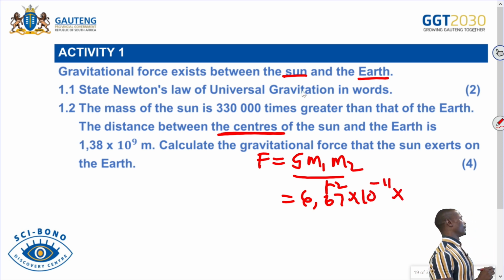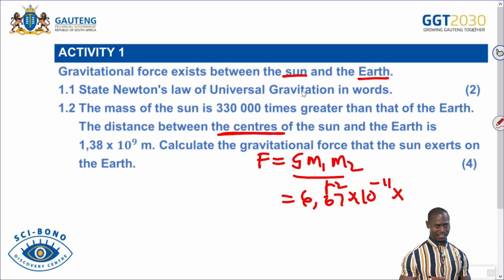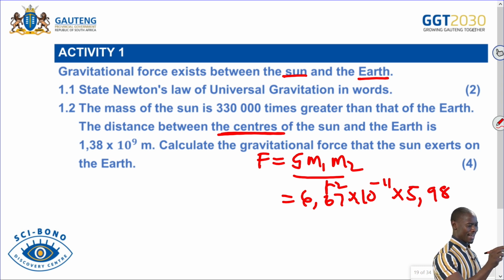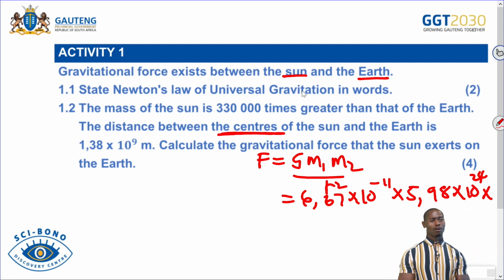Mass of the earth. We know the mass of the earth from the data sheet. You get it from the data sheet. So you can't say you are not given the mass of the earth. It's there, right? It's 5.98 times 10 to the power 24. Multiply that by the mass of the sun.